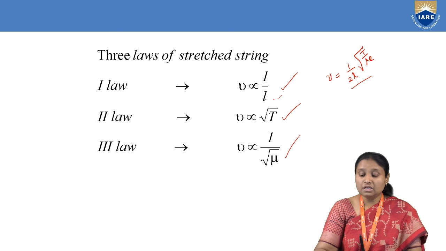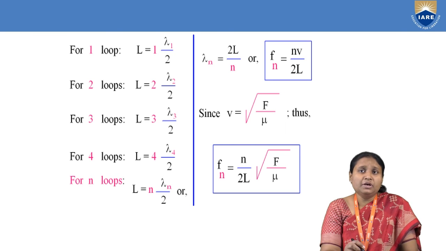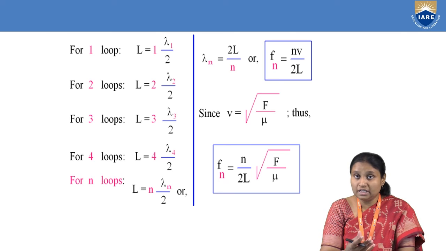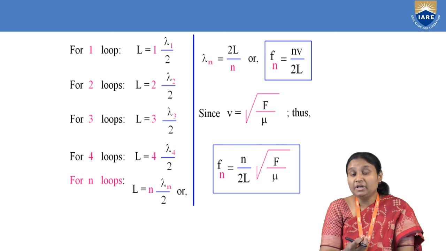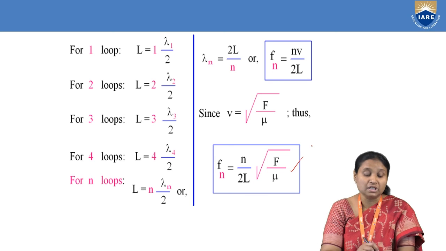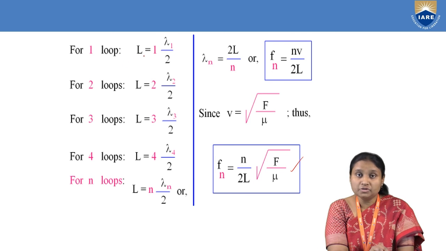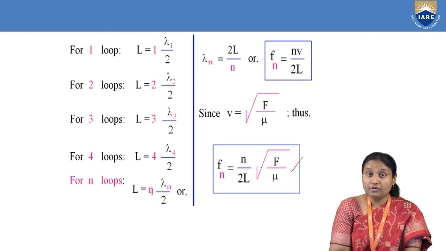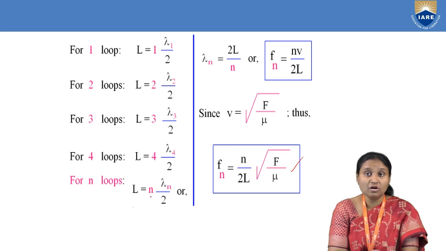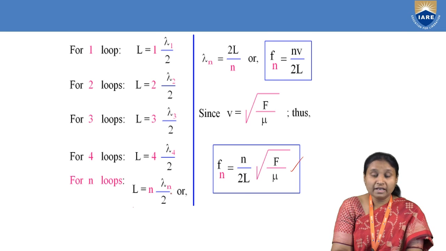Now, in this slide, we are going to see, based on the length of the string and the number of loops formed in it, how we can get to the expression for frequency. Already I have told you that if only one loop is formed, then length is 1 times lambda by 2. If you take 2 loops, it is 2 times lambda by 2, then 3 times lambda by 2. Suppose n loops form in the string, then the length of the string is n times lambda by 2. Once I have the length, I can write the formula for wavelength.